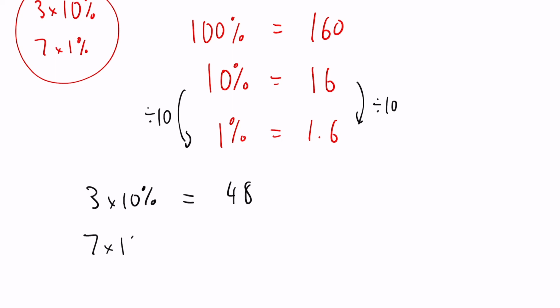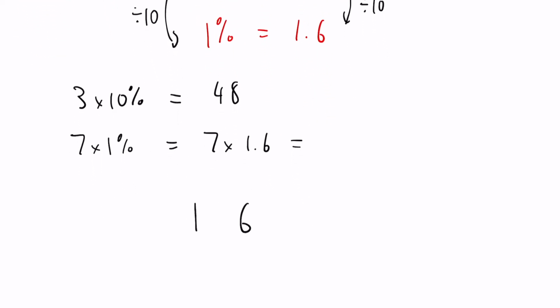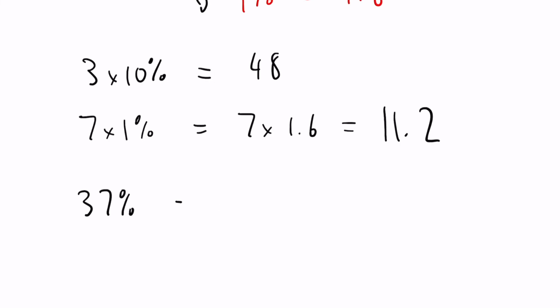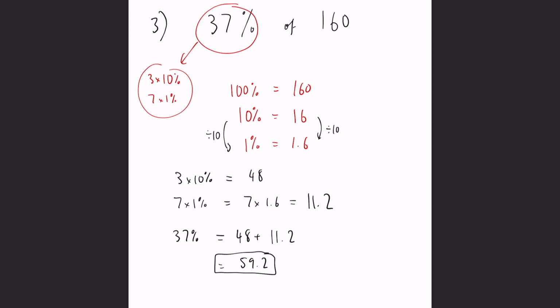And 7 lots of the 1% will be 7 times by 1.6. Now we can do this just with column multiplication, so 16 times by 7, so 6 times 7 is 42, so we write 2 and carry the 4. 7 times 1 is 7, by adding that 4 we get 112, and then we put back in that decimal place, leaving us with 11.2. Finally, we can write out what our original 37% was, so that is simply going to be 48 plus that 11.2, leaving us with 59.2. And as you can see, all of those can be calculated without using a calculator.